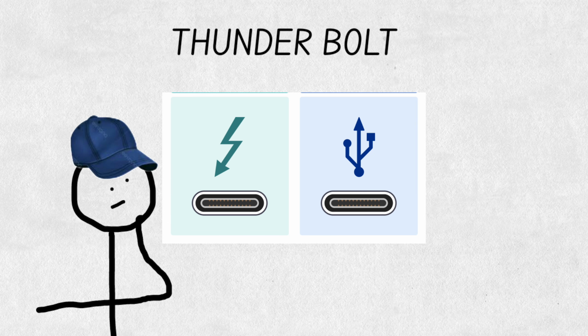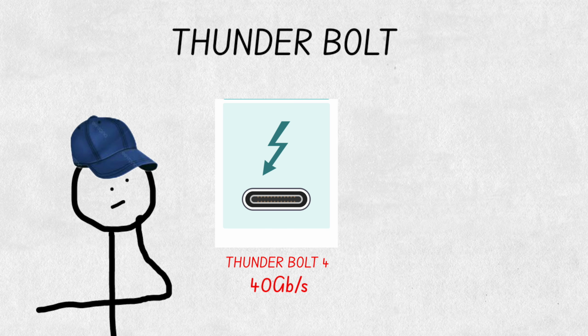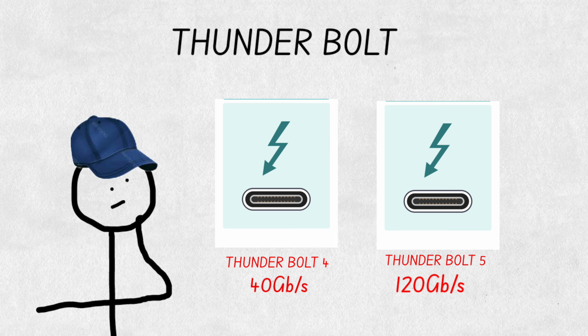Thunderbolt 3 runs at 40 gigabits per second. Standard USB-C varies. Thunderbolt 4 kept the 40 gigabit speed but tightened the requirements. You now had guaranteed performance and better compatibility. Thunderbolt 5 pushed to 120 gigabits per second in certain modes.